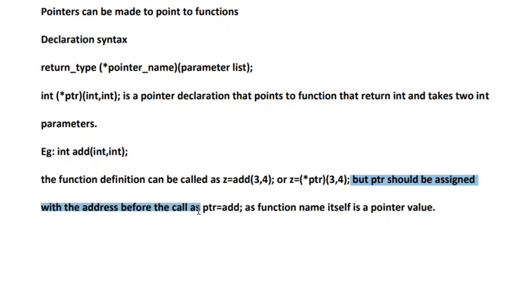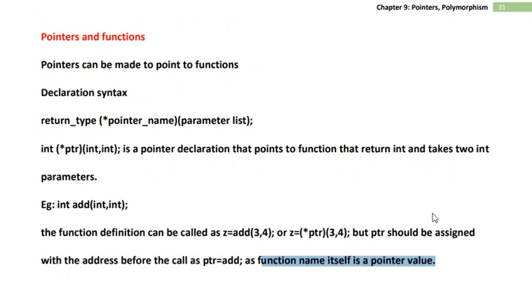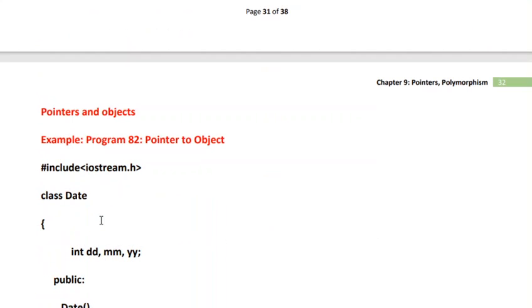That is, ptr should be initialized with the address of the function, as the function name itself is a pointer value. So this is a very important statement that you need to remember. A pointer can be made to point to a function, provided that the address of the function is assigned to the pointer. Such pointers are called function pointers.